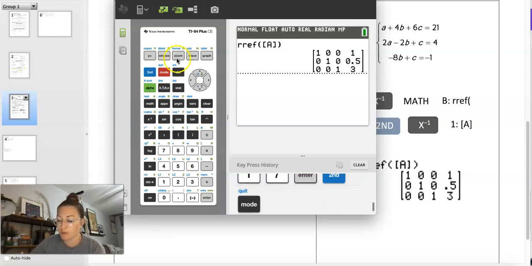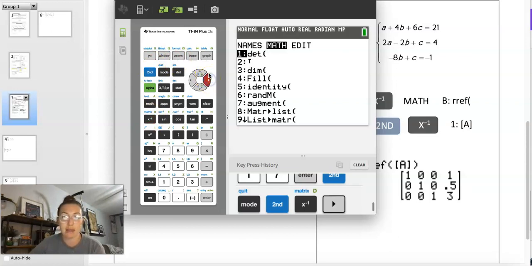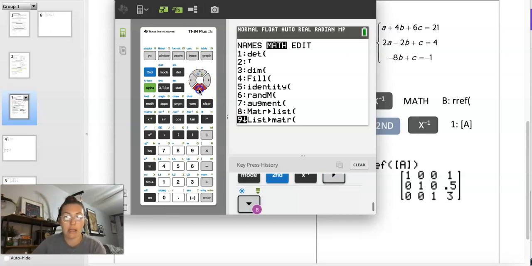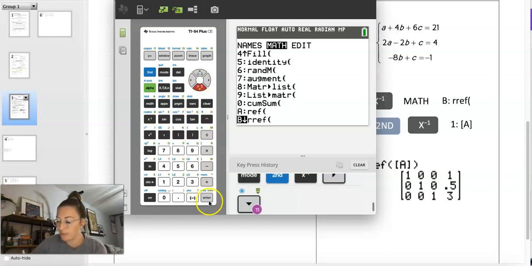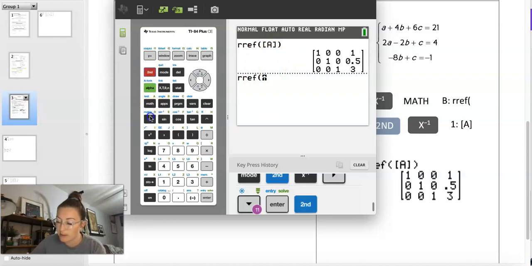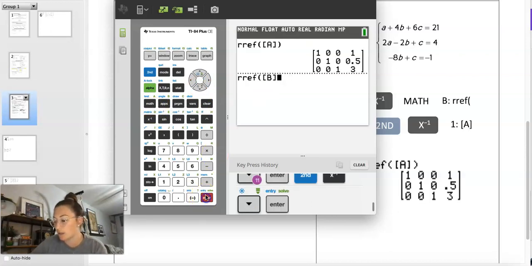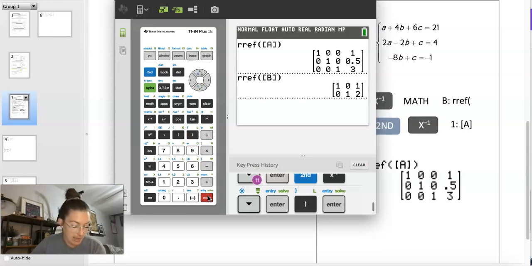Okay, same process. We're going to go second matrix. We want to go to math. Scroll down to RREF, B, press enter. Okay, now we have to tell it which matrix we want it to do this to. So we're going to go second matrix again. And this time I want it to be B because we put it in B. Close the parenthesis, press enter. And that's our answer. We got 1, 2, and they got 1, 2, so we did it correct. So this is a good way to check if you ended up doing your matrices correct.